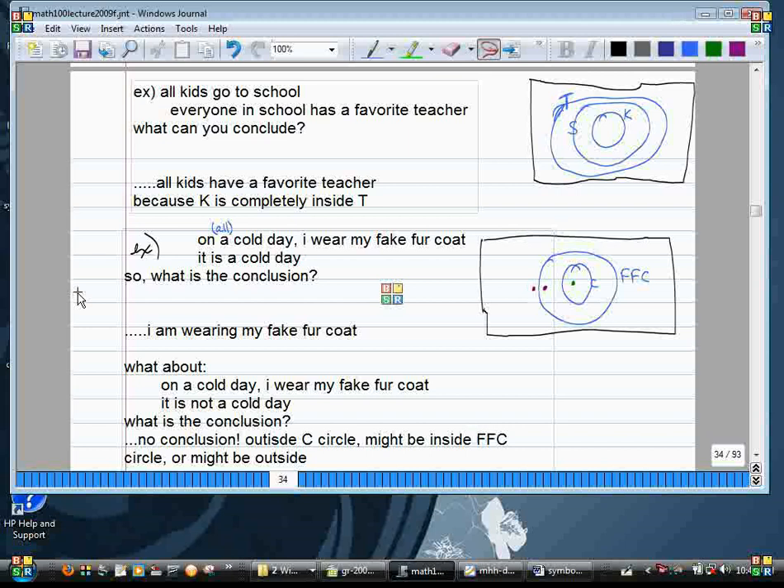Okay. Why is the T circle outside of the S circle? I think it should be the T circle inside of the S circle. Or it should be school, or the teacher is school. That's not what it says. It says everyone in school has a favorite teacher. So everyone in school has a favorite teacher. So in other words, everyone in the S circle is also in the T circle. Because everyone in school has a favorite teacher.